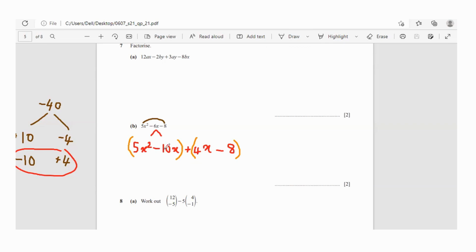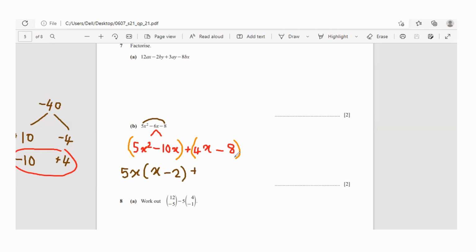So now we are looking at two different expressions. Looking at the first expression, what is common here? What's the HCF? 5x, very good. That was quick. So 5x, and what remains inside? 5x squared divided by 5x, we have x, and minus 10x divided by 5x, we have -2. And then we have plus 4x minus 8.